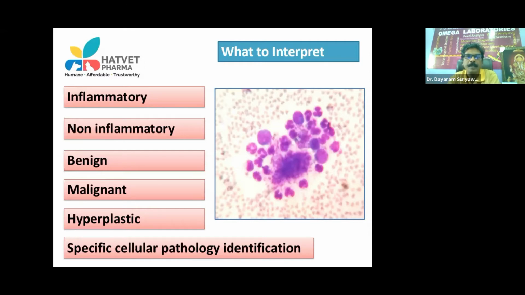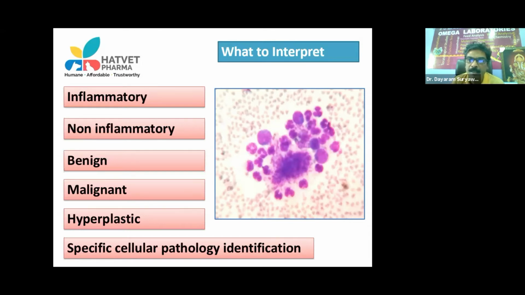So we have to interpret the material. Whether it is inflammatory, whether it is non-inflammatory, whether it is a benign tumor, whether it is a malignant tumor, whether it is hyperplastic, or if any specific pathology is there, that we have to identify or interpret during our examination.